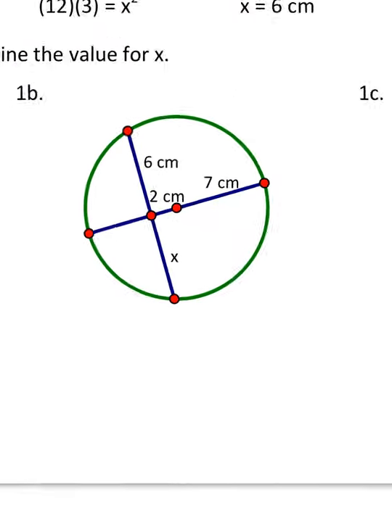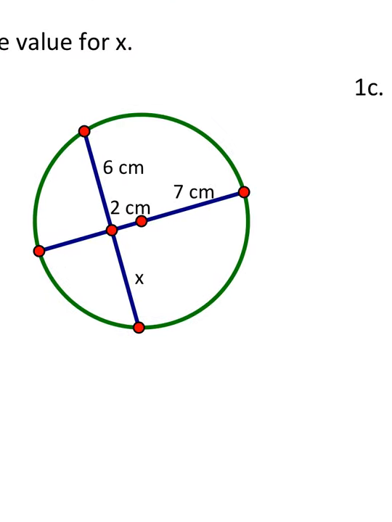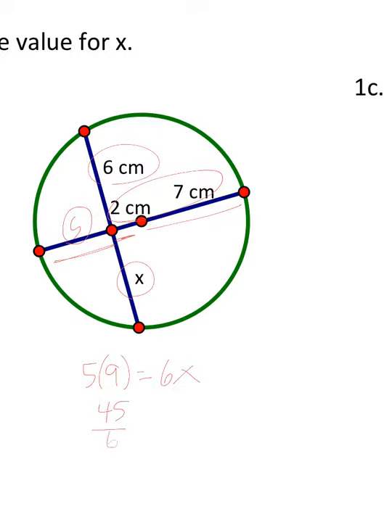Looking at example B, I don't know if it was clear to see, the radius of the circle is 7. This smaller part of the segment is 2. The remaining part then is going to be 5. So we have 5 and 9 are the two parts of the first chord. 6 and x are the two parts of the second chord. So 5 times 9 equals 6 times x. Divide both sides by 6, 45 over 6. Divide both the numerator and denominator by 3. We get 15 over 2 centimeters, or 7.5 centimeters for x.